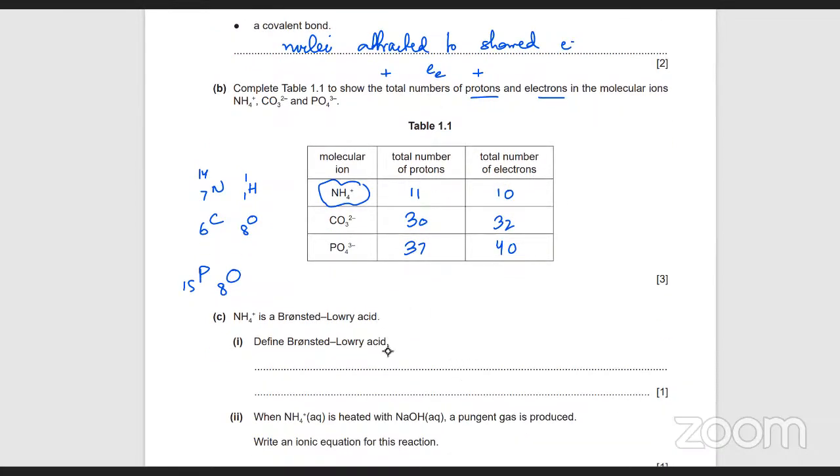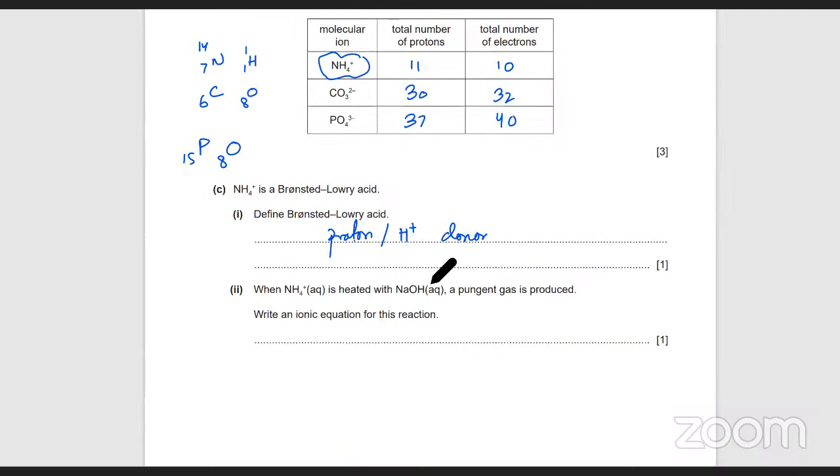Define what a Brønsted-Lowry acid is. It's a proton donor, H+1 donor. Next: NH4+1 is heated with NaOH, and a pungent gas is produced. Write an ionic equation for this.